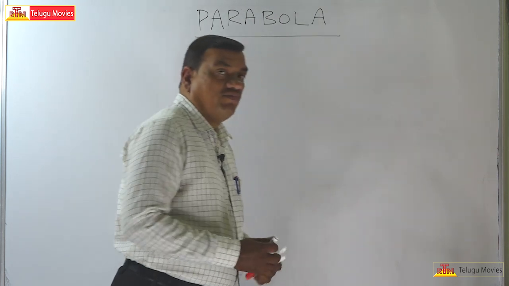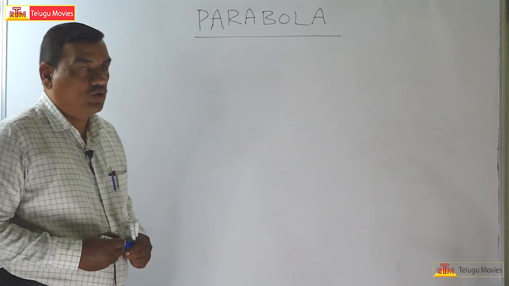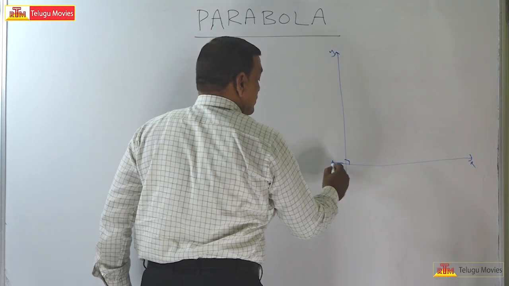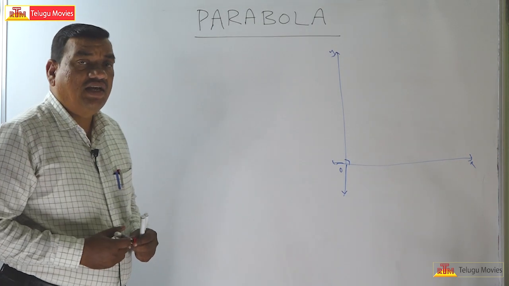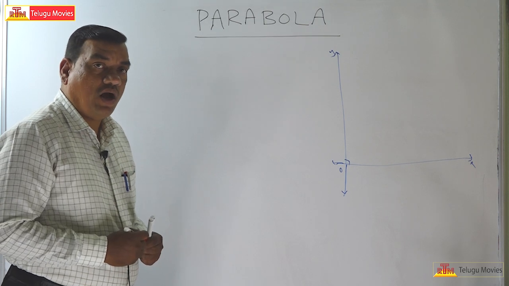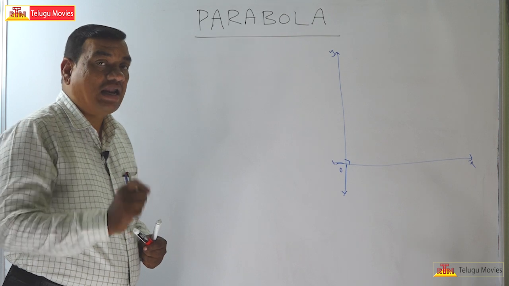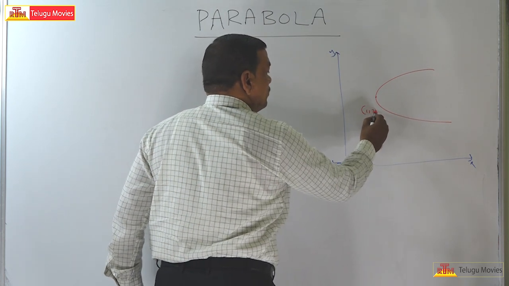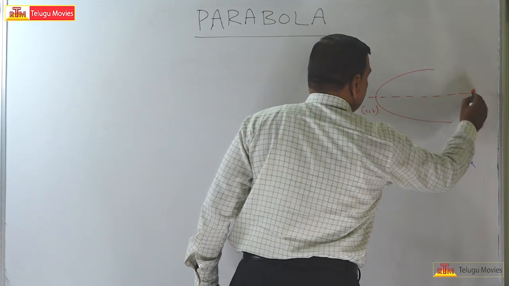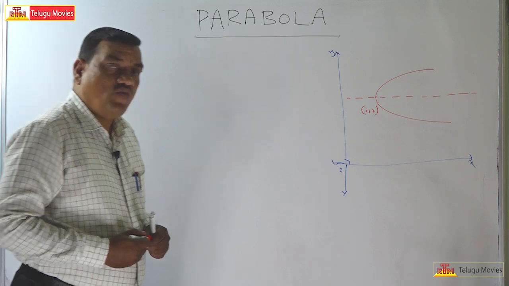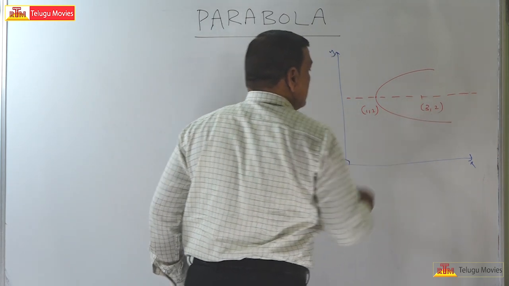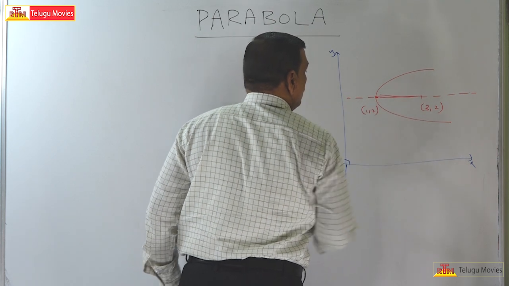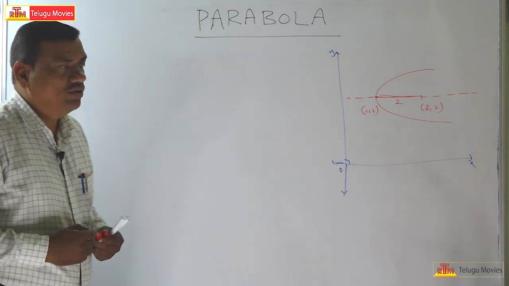Let us take one example, and from that I will give the conclusion. First, let us take this coordinate system, x axis and y axis, and its origin. Now, let us consider a parabola whose vertex is (1, 2) and whose axis is parallel to the x axis. Let the focus be (3, 2), so that the distance between the vertex and the focus is equal to 2 units.